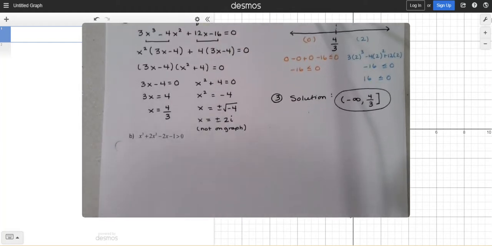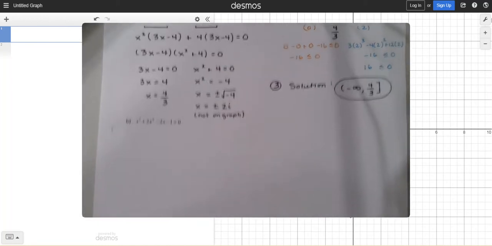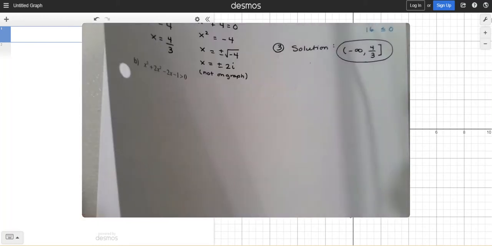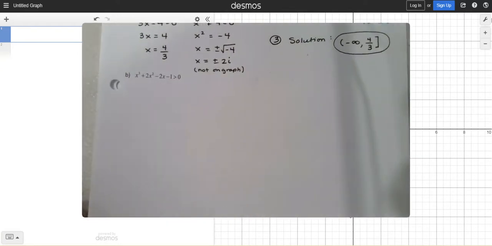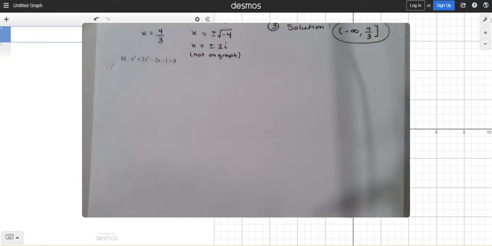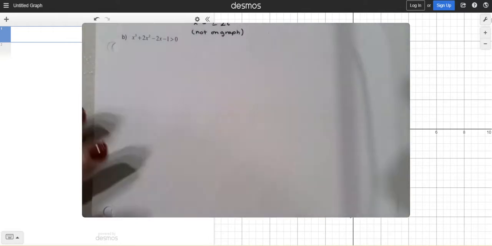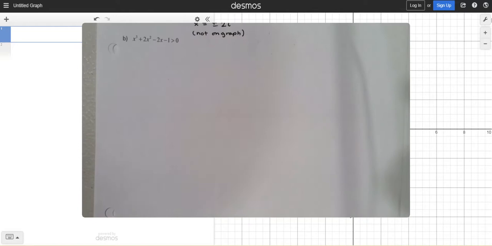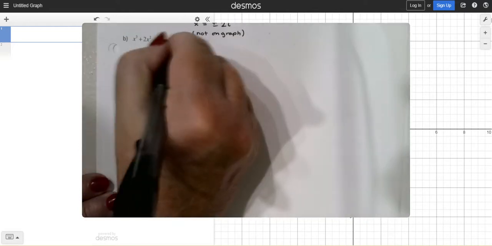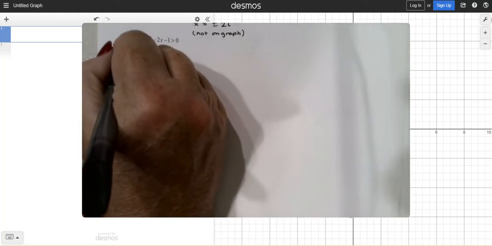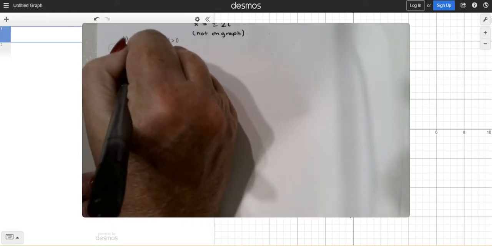All right, let's try another one. In B, again, I've got a cubic polynomial, and this time I want to know where that's greater than 0. This has already got the 0 where I want it. I don't have to do that this time. So I'm going to start out by solving my related equation.